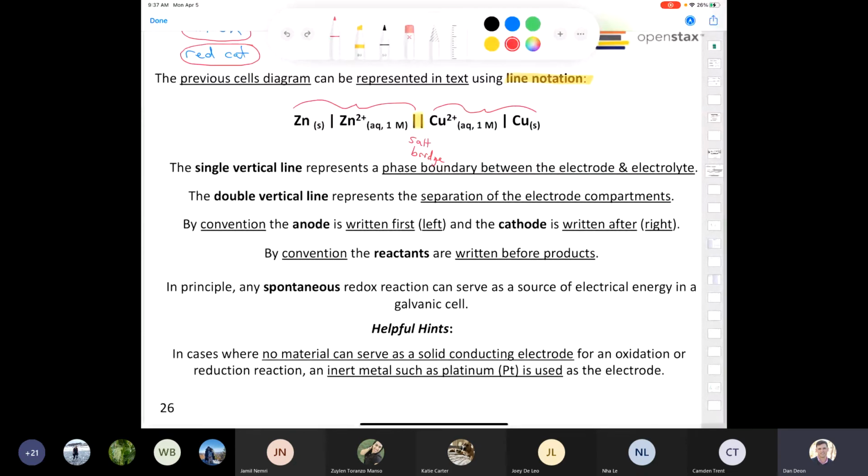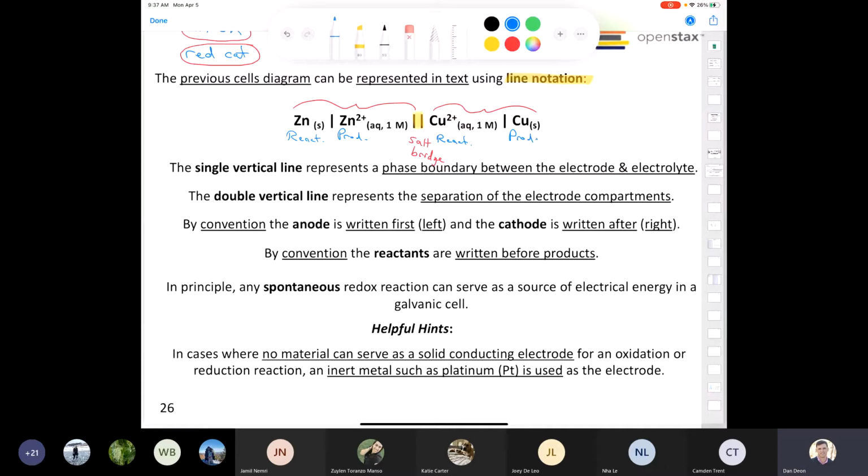So the way that we represent things is that we put the reactant first, right? Our reactant was the zinc. The product after the redox reaction occurs is the zinc 2+, and the same thing occurs on the other side, right? The reactant was the copper 2+, and the product was the solid copper that was deposited. This is our product. Okay, so we write them in that order.